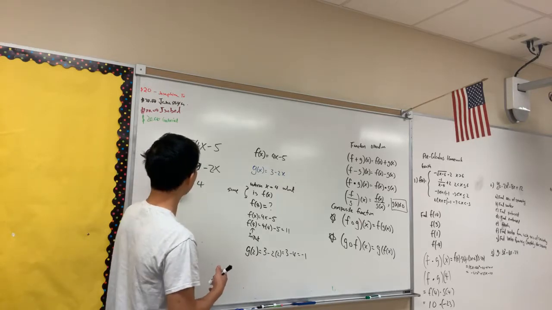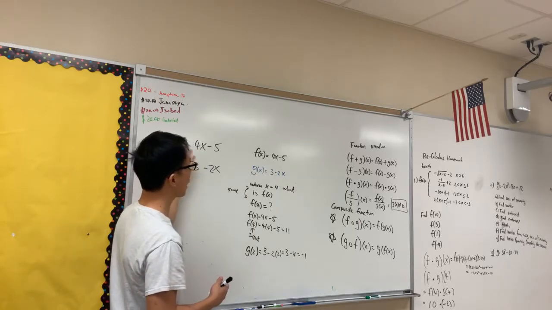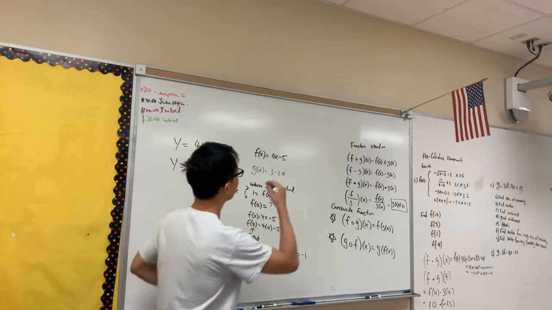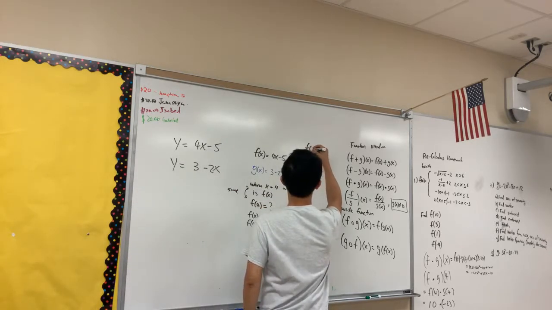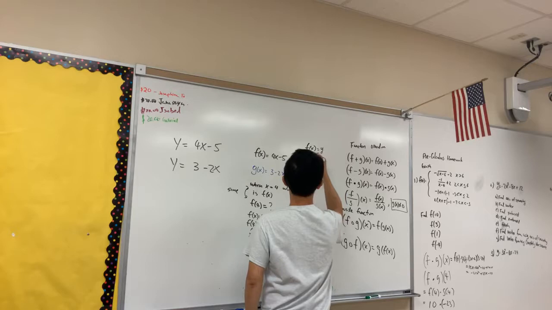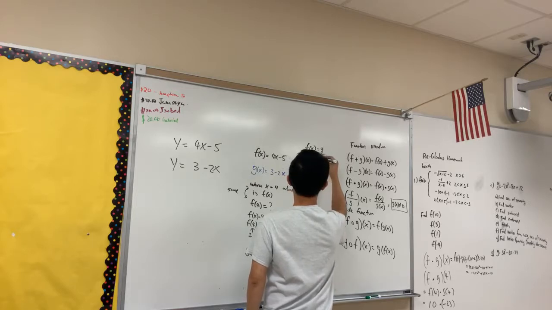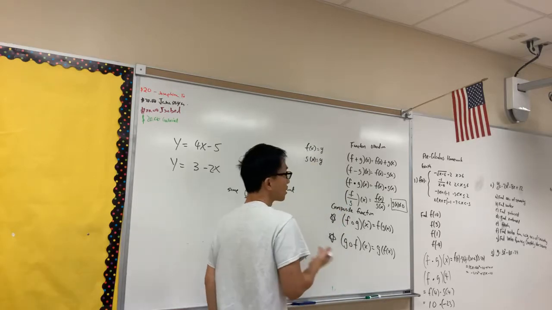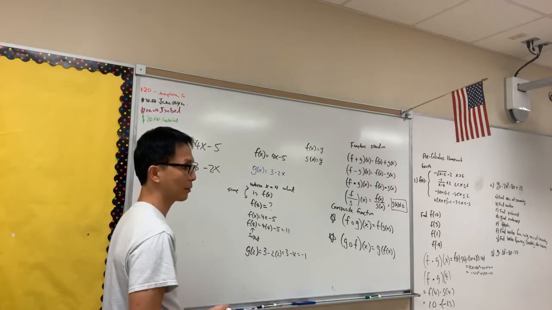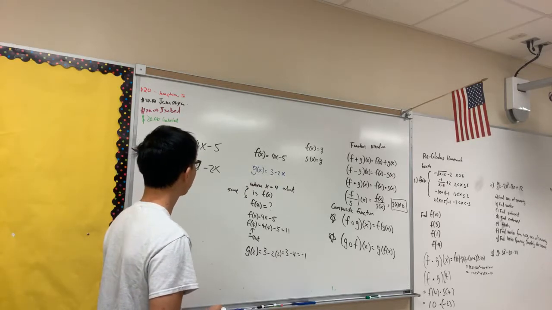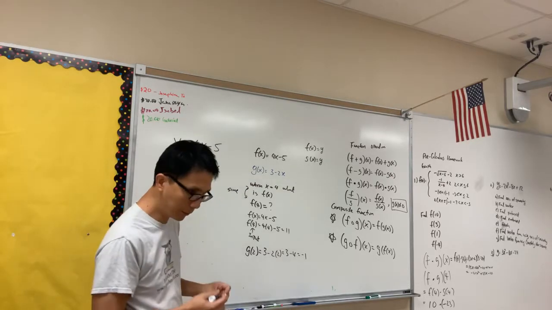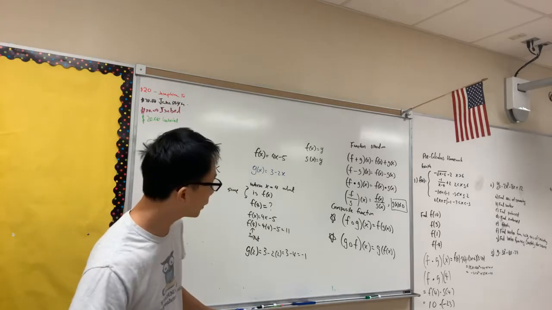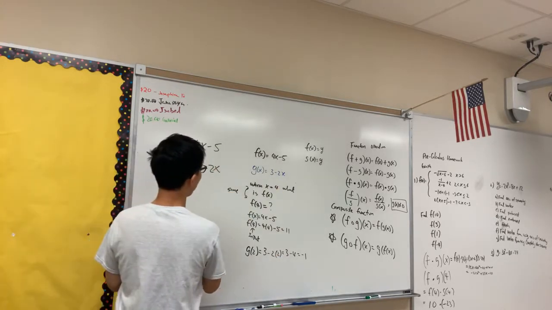Okay, so I don't like to use y now. I'm going to use f of x. So you should know f of x is equal to y. G of x is equal to y. It's just two separate y's. Are we okay here? So now we're going to go into how to do a question.